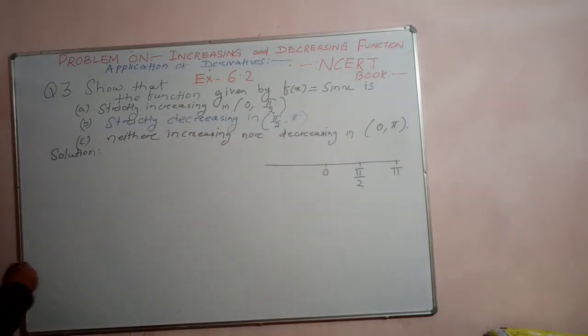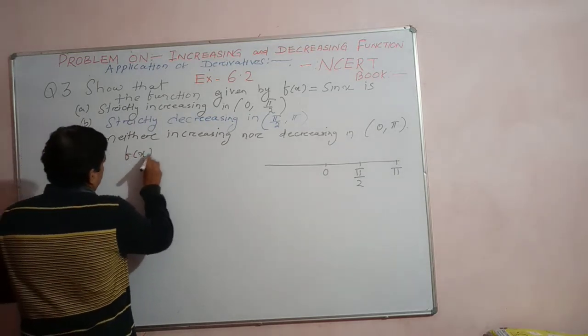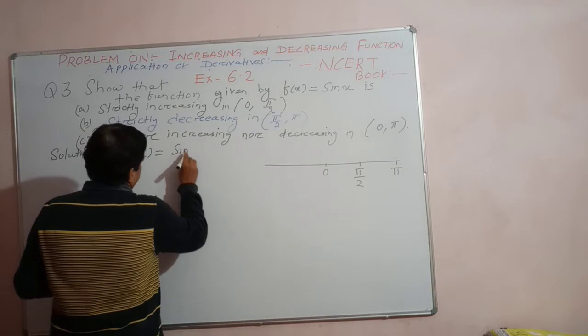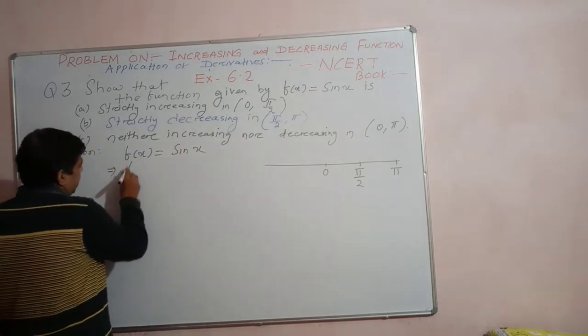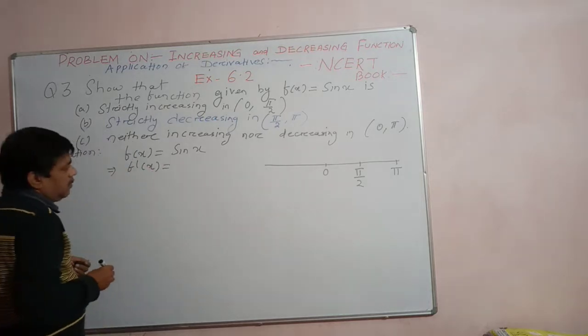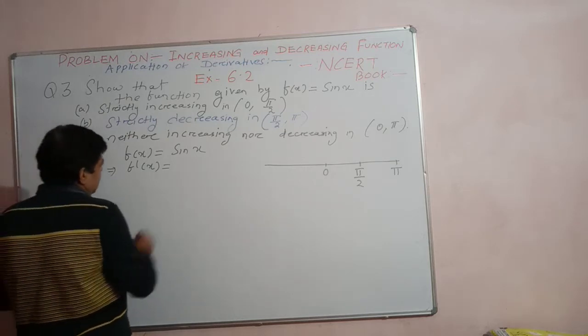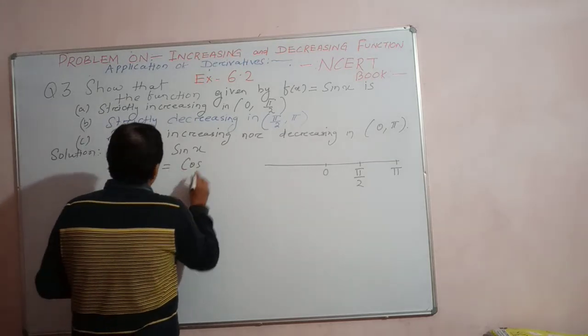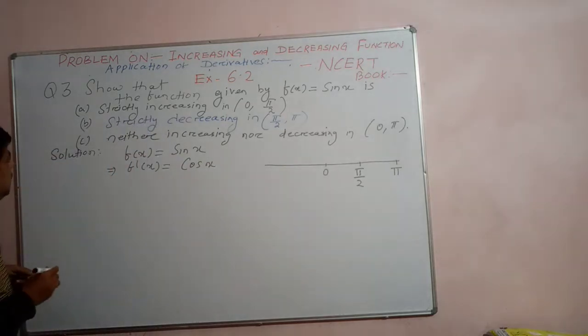Okay, let's see now. The function is given as f(x) = sin x. For increasing and decreasing functions, we have to find the derivative of the given function. So the given function is f(x) = sin x, so f dash x is equal to cos x. The derivative of sin x is cos x.